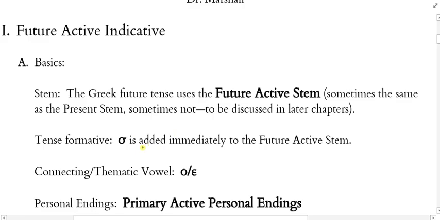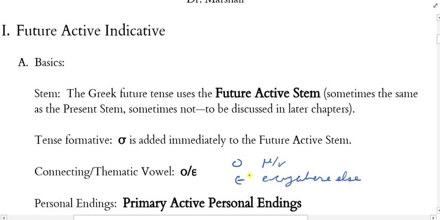A tense formative is a letter or a couple of letters that provide grammatical information about the tense. Here we're going to use a sigma, and that's going to be attached directly after the verb stem to form the future active stem. The connecting vowels that are going to be used are the ones we've already learned, omicron and epsilon. Remember our rule here: omicron will come before mu and nu, epsilon everywhere else, okay? So you don't have to learn anything new that way.